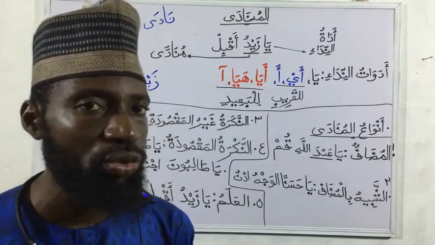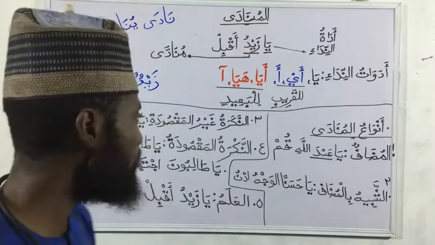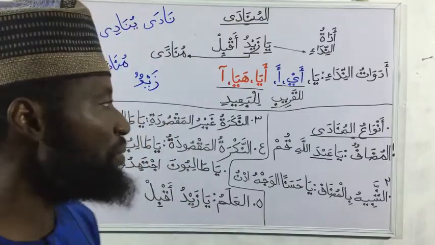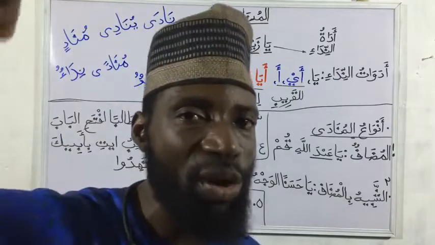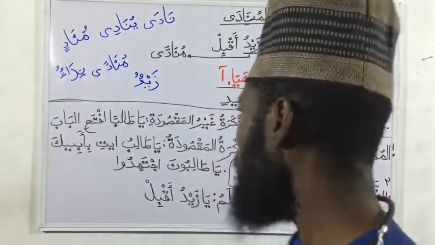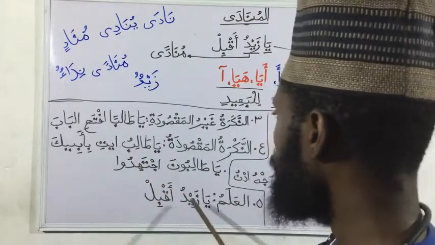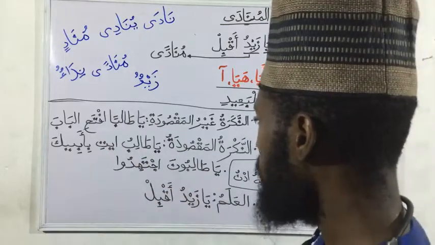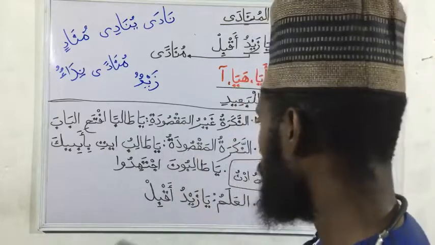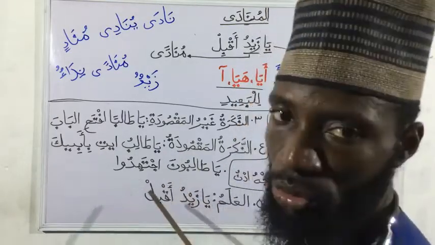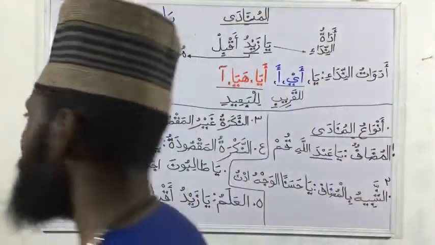They are mubniyu. Do you get now? They are mubniyu ala ma yurfa'u bihi. That means they are mubniyu on what they used to take, what? Rafa'un. So look at this now. You can see ya talibu. Look at here too. Ya talibuna. Or it can be ya tullabu. So we have ya zaidu. Do you get now?